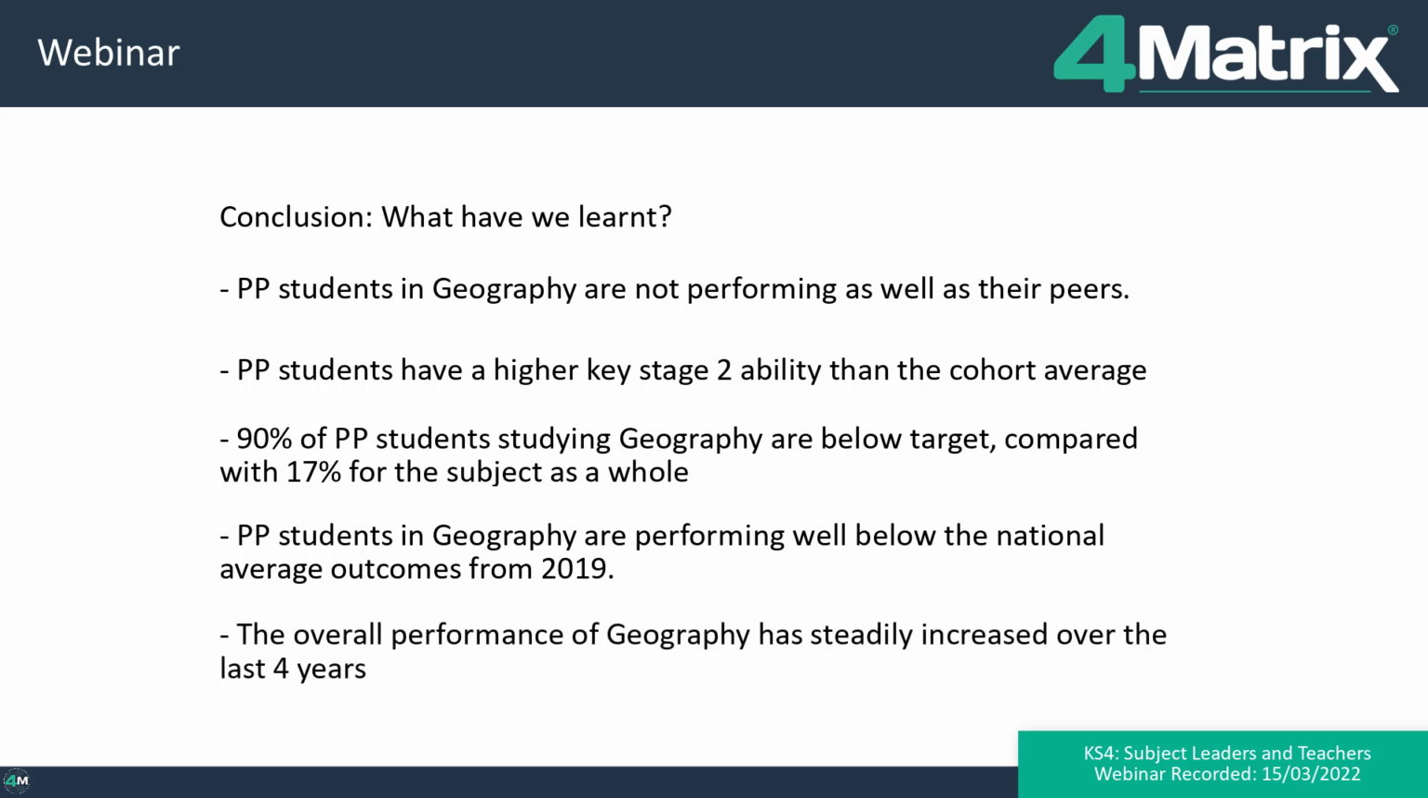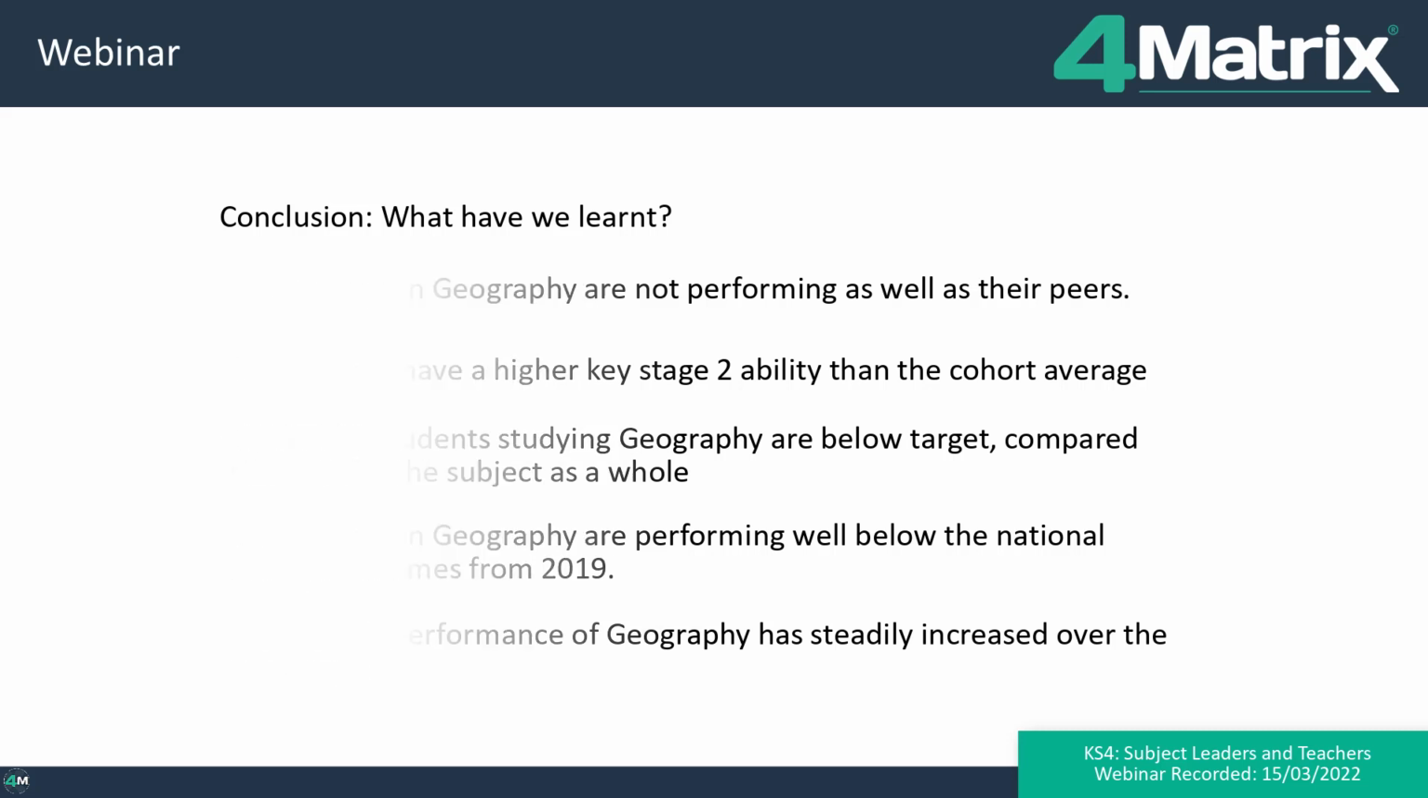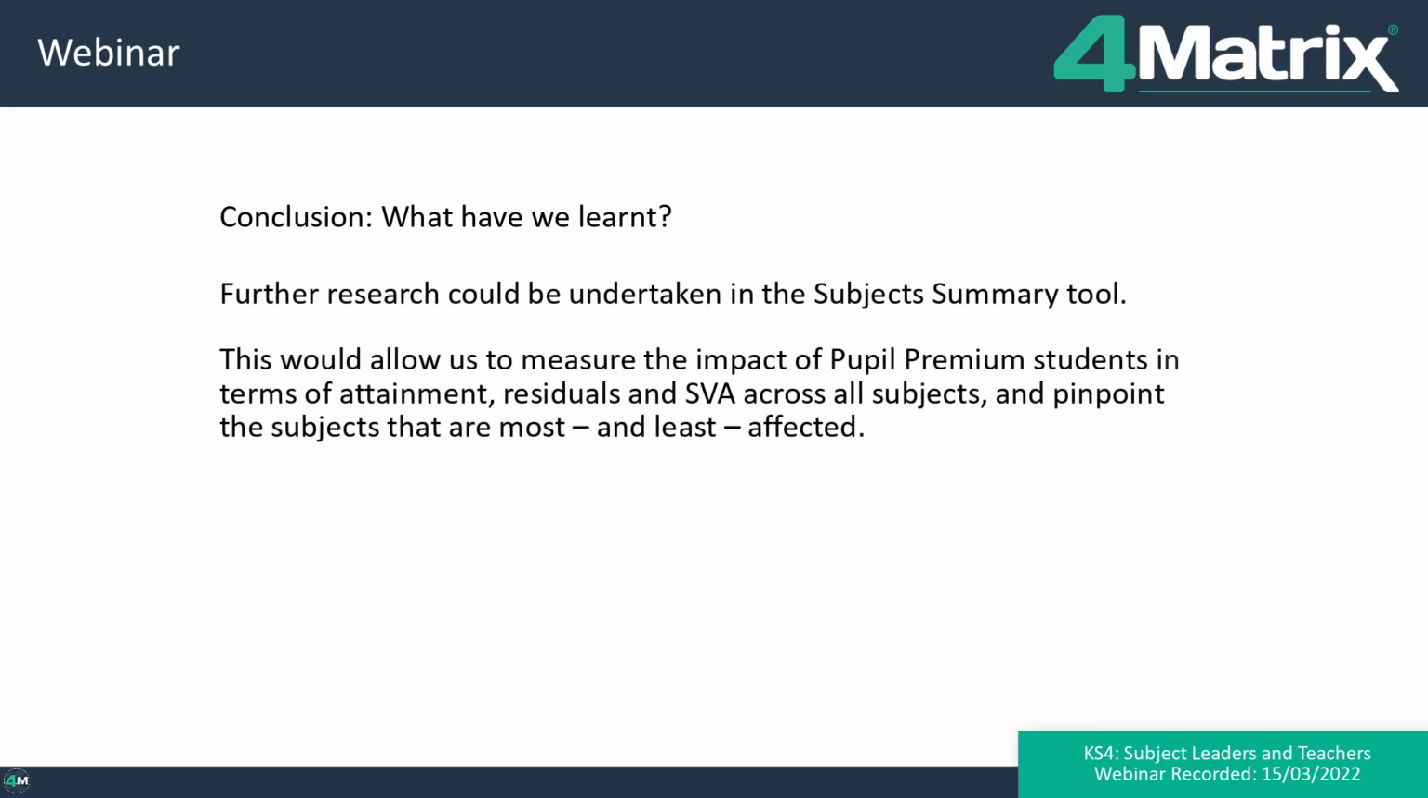The overall performance of geography has steadily increased over the last 4 years. Further research could be undertaken in the subjects summary tool. This would allow us to measure the impact of pupil premium students in terms of attainment, residuals, and SVA across all subjects, and pinpoint the subjects that are most and least affected.